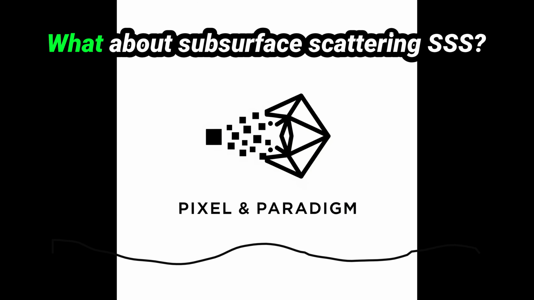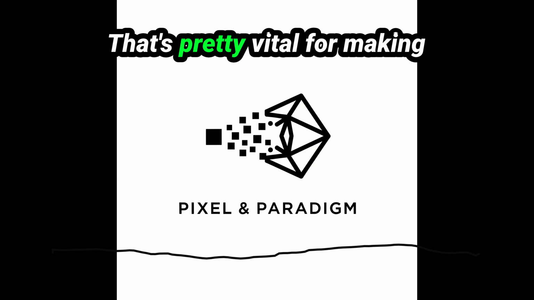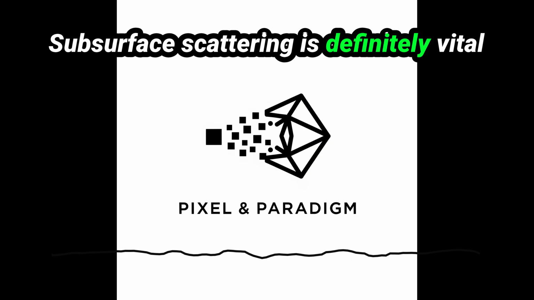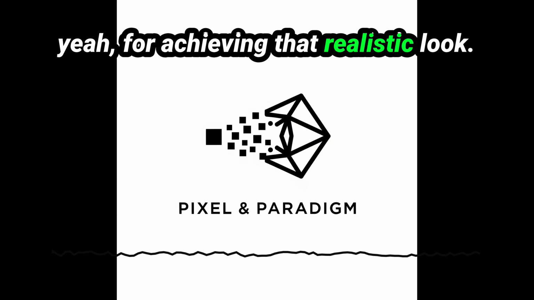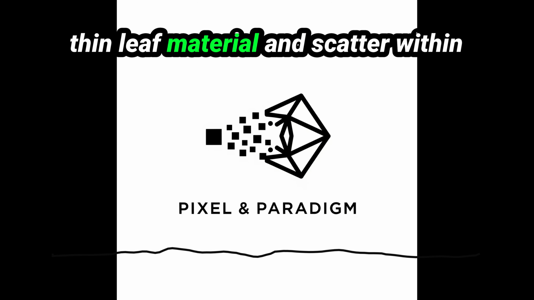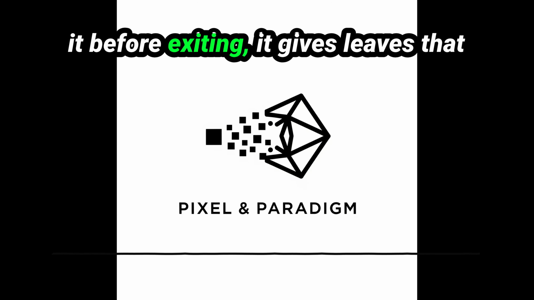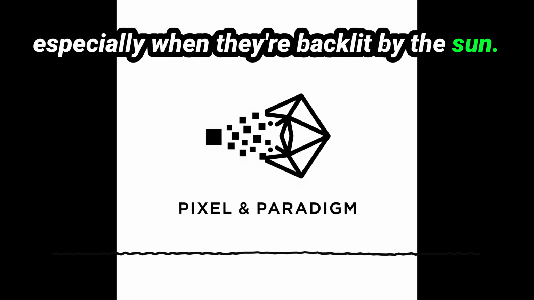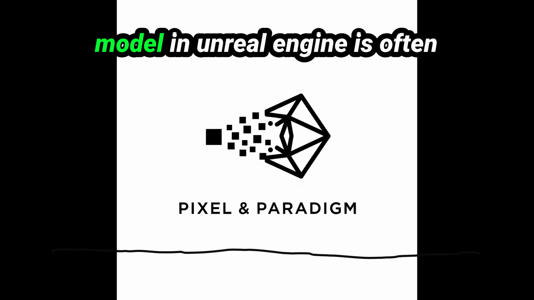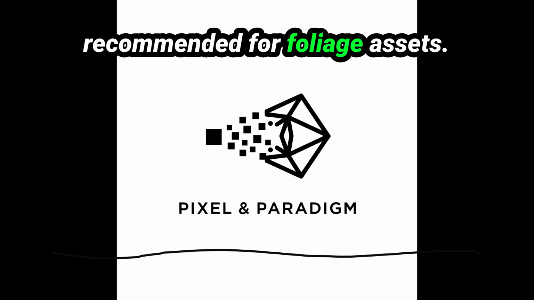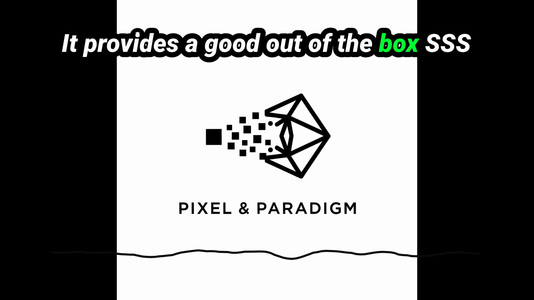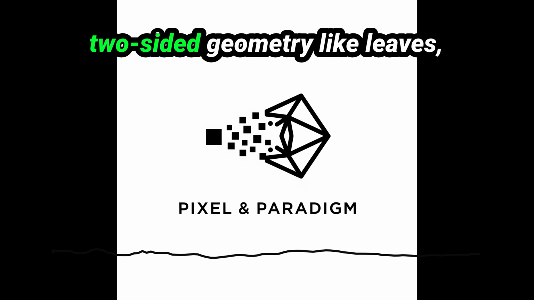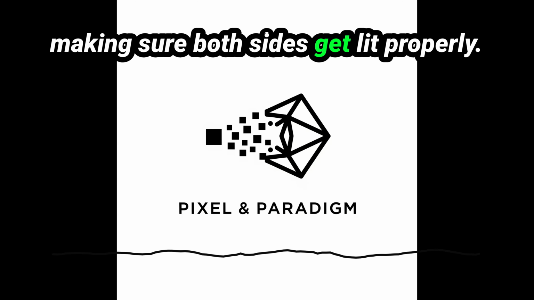What about subsurface scattering, SSS? That's pretty vital for making leaves look realistic, especially when light shines through them. Subsurface scattering is definitely vital for achieving that realistic look where light appears to penetrate the thin leaf material and scatter within it before exiting. It gives leaves that soft, often translucent appearance, especially when they're backlit by the sun. The two-sided foliage shading model in Unreal Engine is often recommended for foliage assets. It provides a good out-of-the-box SSS effect and is specifically designed to handle lighting correctly on thin, two-sided geometry like leaves, making sure both sides get lit properly.